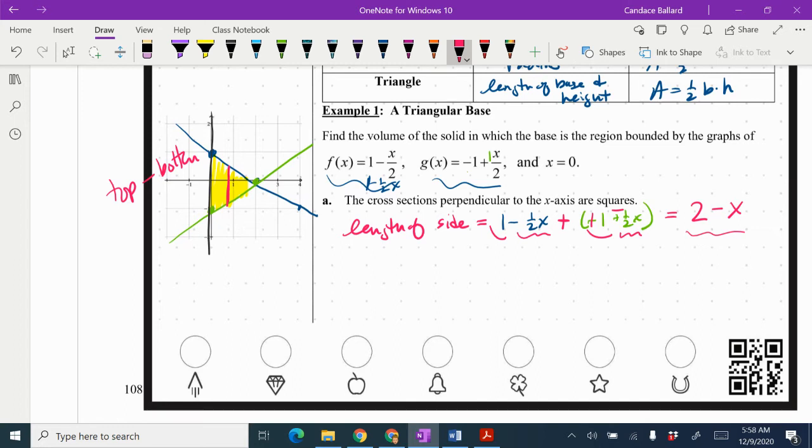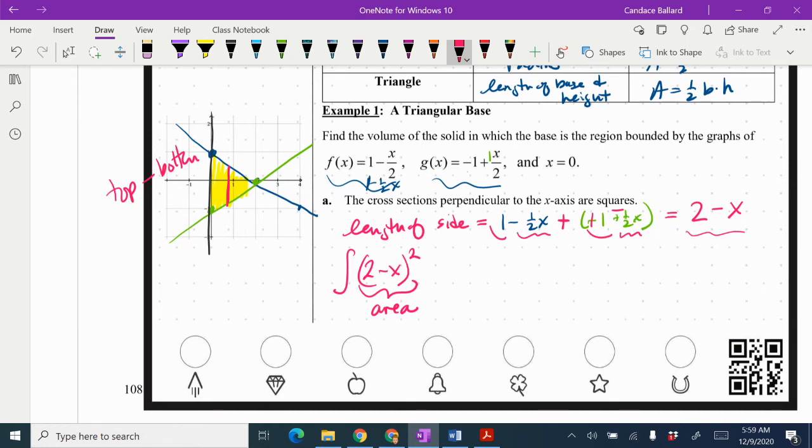All right, so in order to get the volume, the next thing I need to do is get the area of a square. So the area would be 2 minus x, and the area of a square is just side squared. So this piece here represents the area of a square. We know in order to get volume, we have to integrate that area. And then we have to figure out where we're going to and from on the x values.